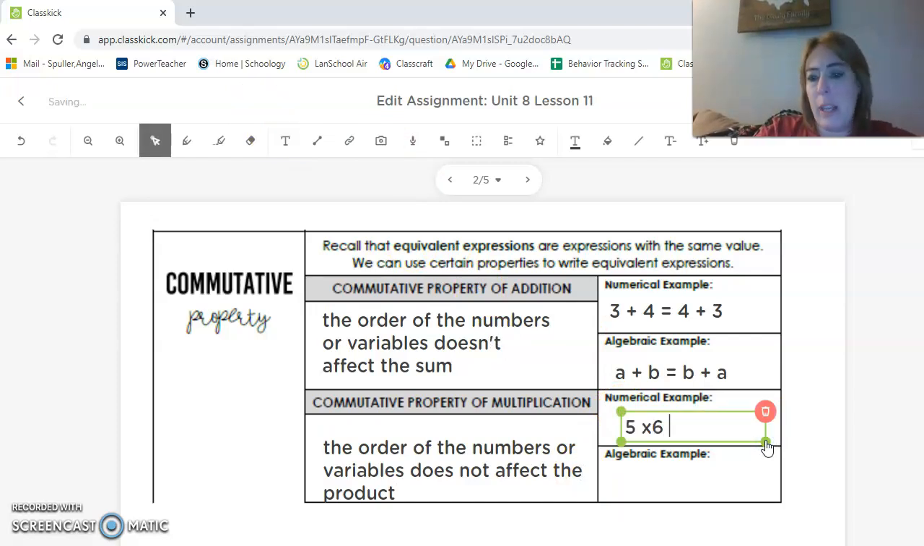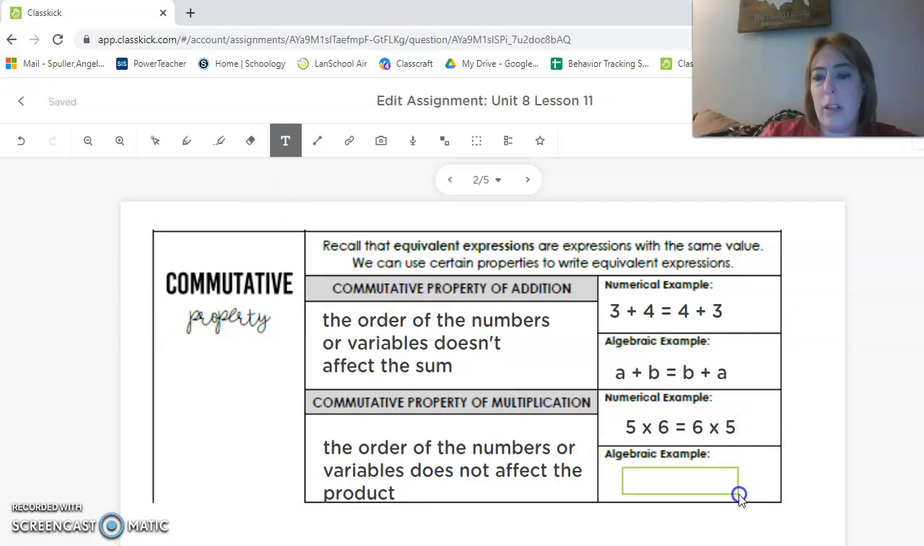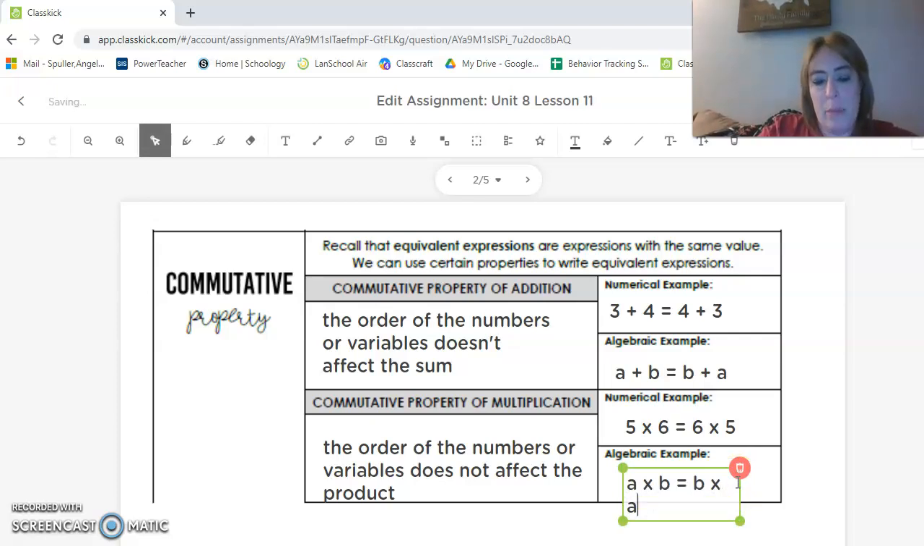So 5 times 6 is the same as saying 6 times 5. Okay, same thing down here. A times B is the same as saying B times A.